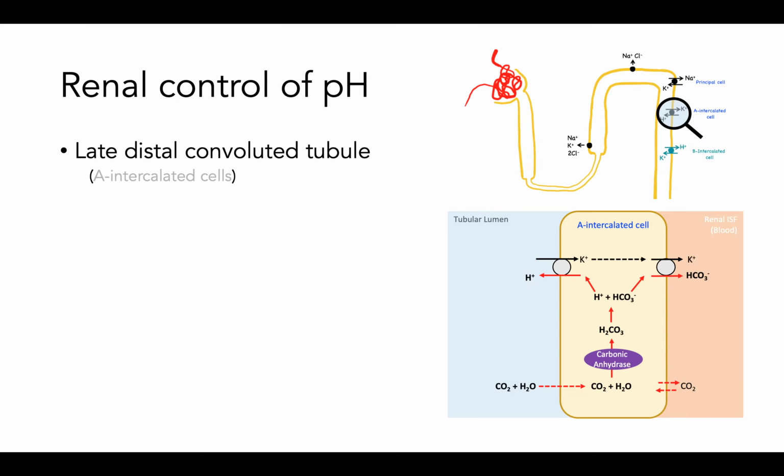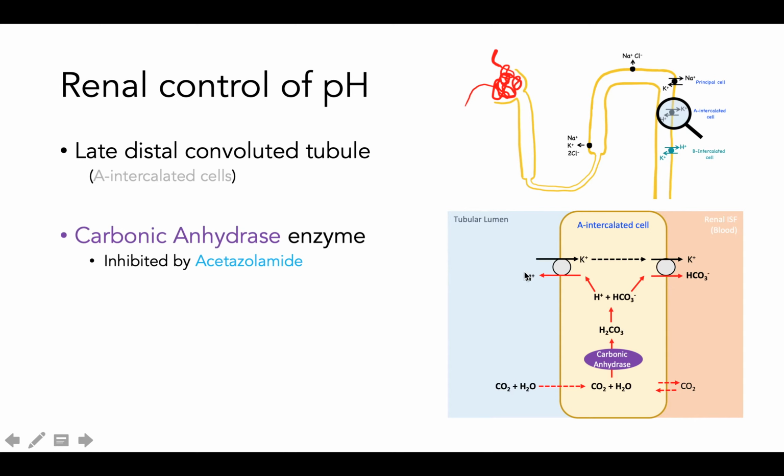So I've got rid of that stuff, and you can now see a bit more clearly that all that's really happening is that these cells are excreting H+ and resorbing some potassium, just like in this simple diagram here. Now, in order to separate out H+ from water, you need to react it with carbon dioxide and put it through an enzyme called carbonic anhydrase.